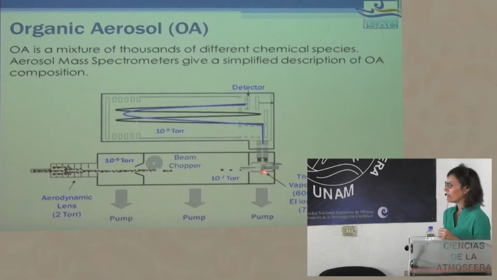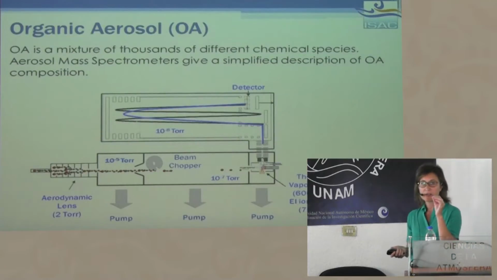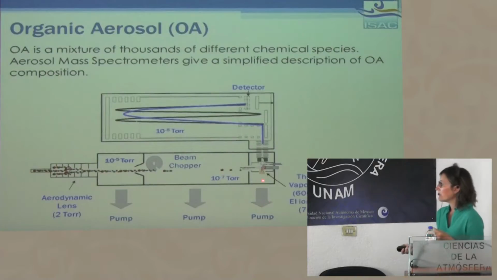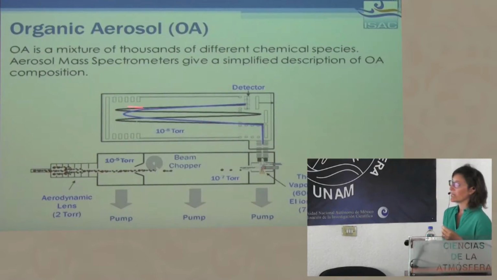In the same region, we have a filament that emits electrons at 70 electron volts. So when the gas molecules hit the electrons, we have the ionization. The ions are then focused into this mass spectrometer chamber, which is a time of flight chamber.